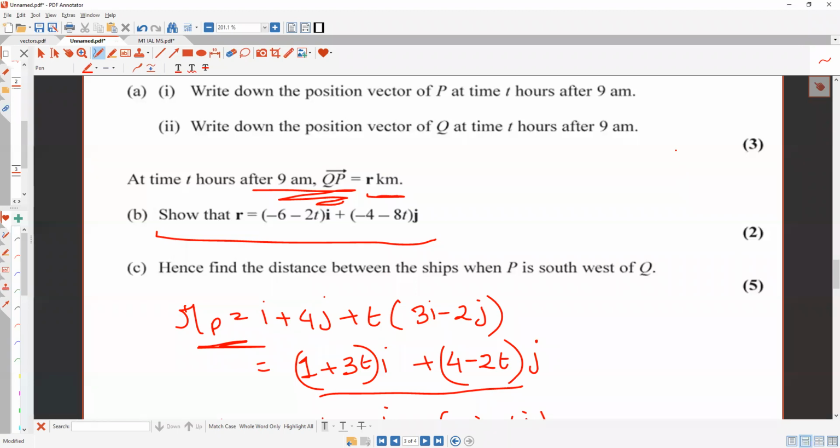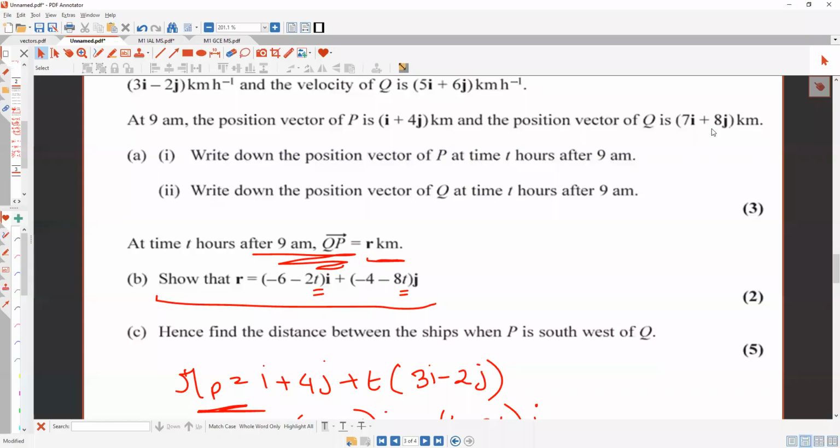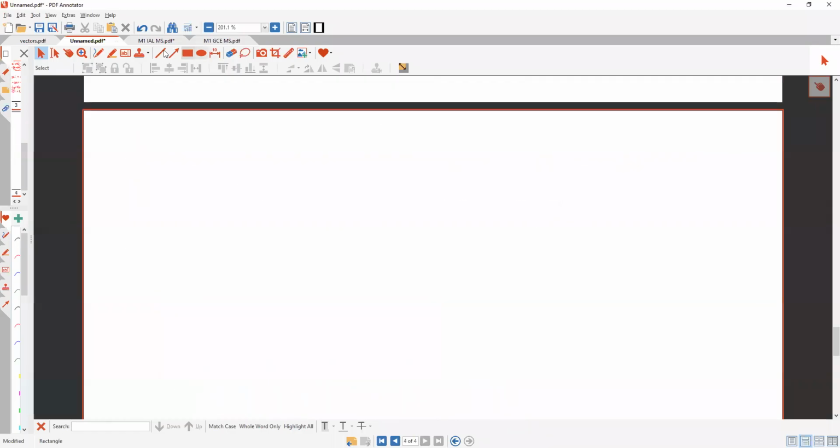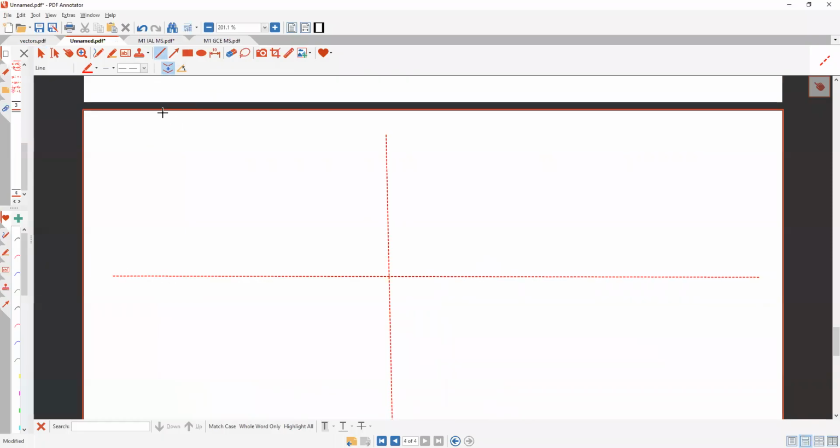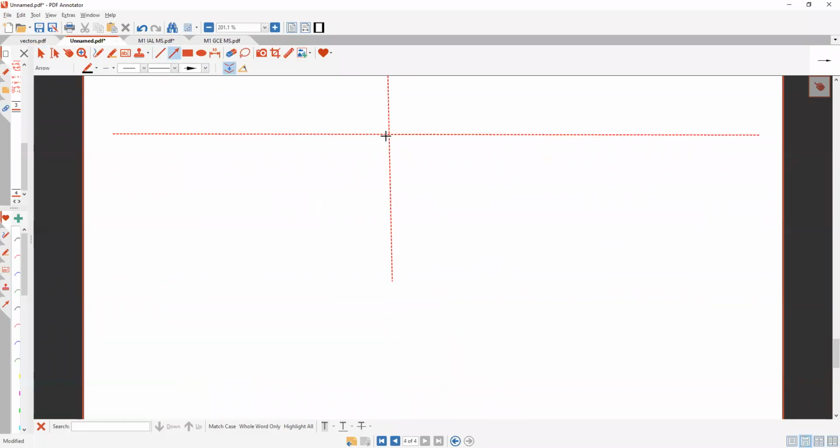Okay, let's see. Now what actually happens here is that in part C they asked for the distance between P and Q when ship P is southwest of Q. When something is southwest of Q, you need to draw a diagram. So let's draw this diagram over here. If something is southwest of Q, for example, this is where it is.